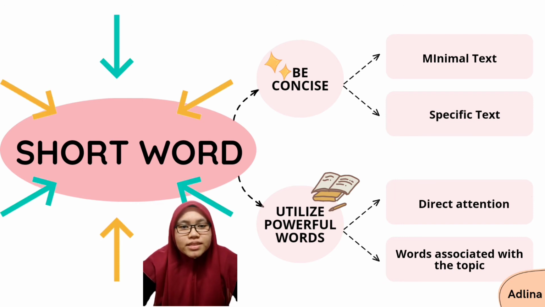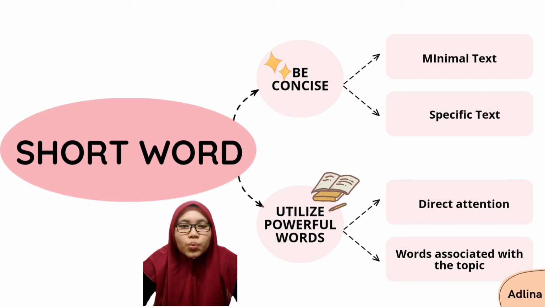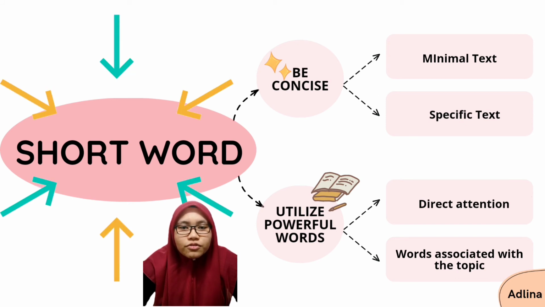You must also utilize powerful words. We must be able to direct attention to the information using words that are related with the topic. For example, for an infographic on elderly care, we use words such as care, protection, health, and more.